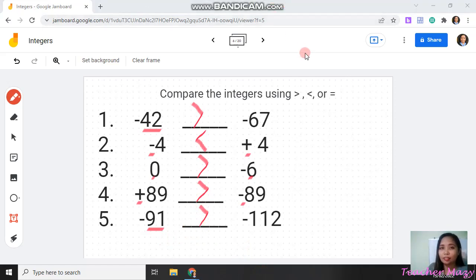So that's how you compare integers using the number line and without using the number line.